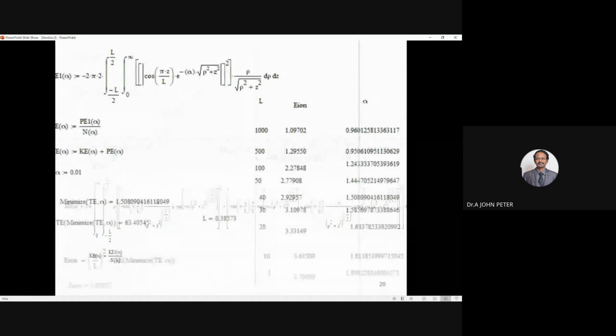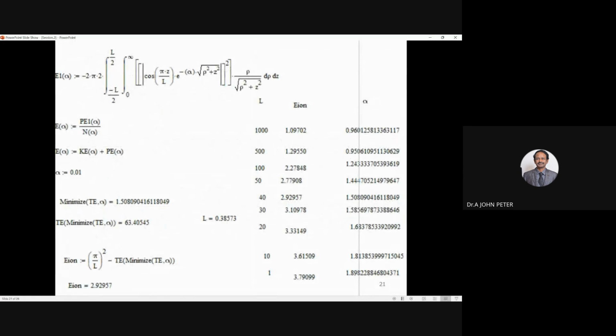We have seen this earlier, but this is for cylindrical coordinates. Earlier we used spherical polar coordinates for the quantum dots. Here, look at the cylindrical expression for the kinetic energy: d psi by d rho whole square plus d psi by d z whole square, times rho d rho d z. Of course d phi we have taken as 2 pi. Similarly you can go for the potential energy. You add these two and it will give you the total energy.